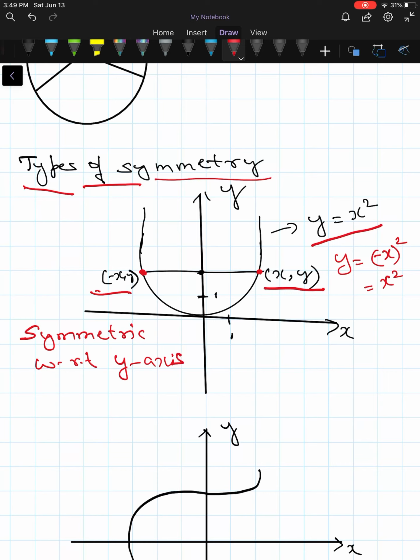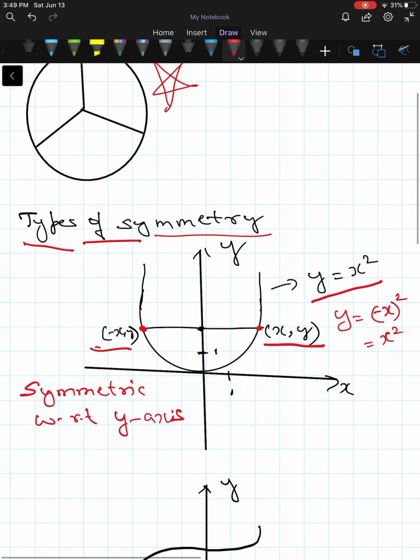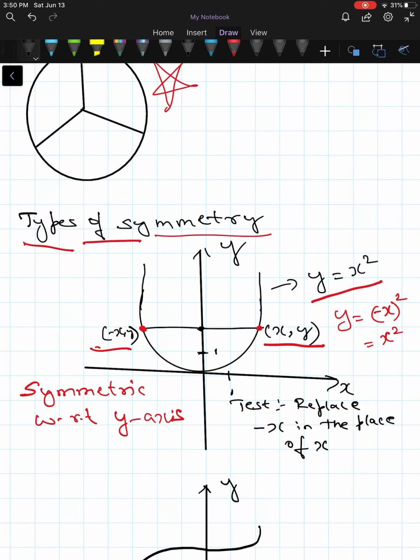So how do you test whether a given equation or a graph is symmetric with respect to the y-axis? Replace x with negative x in the given equation. If we get the original equation, then the graph is said to be symmetric with respect to the y-axis. So this is type 1.